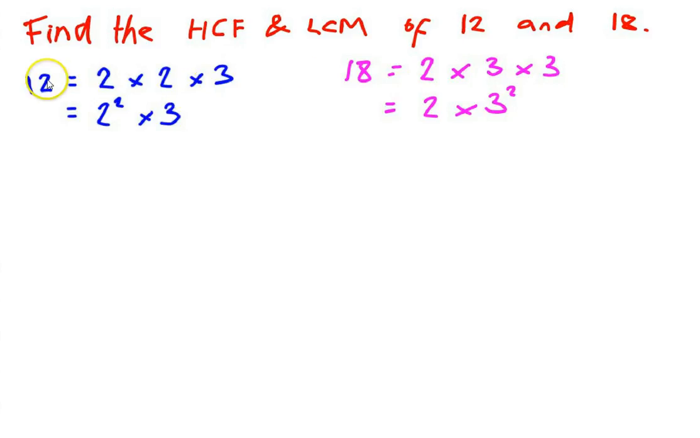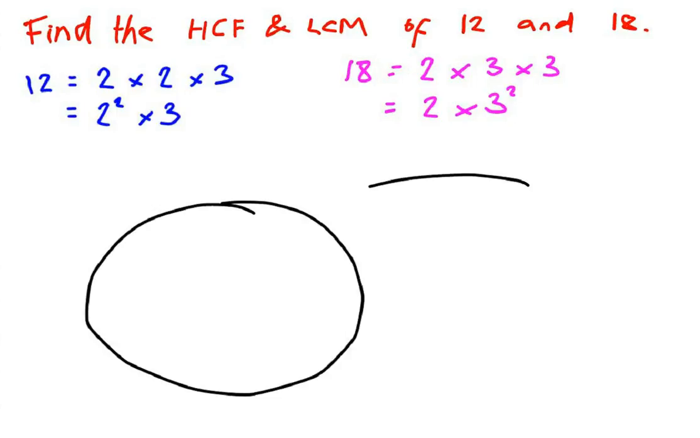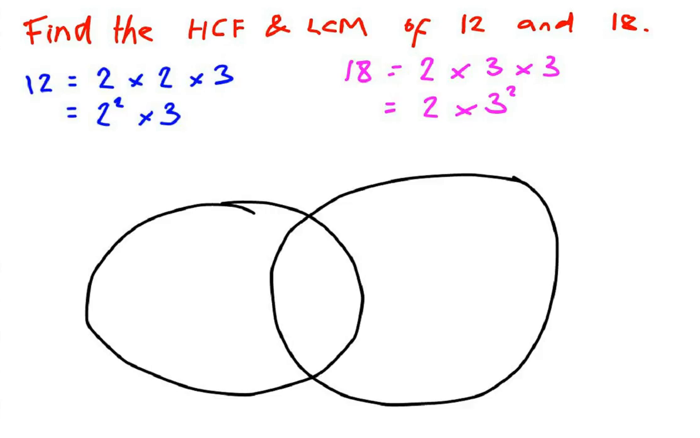So I've started by copying out what we've done: I've expressed 12 as a product of its prime factors, 2 times 2 times 3, and 18 is 2 times 3 times 3. Now to do the next bit, we're going to do what we call a Venn diagram. A Venn diagram is relatively straightforward. We're going to do two big circles, and those two circles have to overlap at some point. One of these circles is going to represent our 12, so I'm going to put my 12 there, and one of these circles is going to represent my 18, the two numbers we're trying to find the highest common factor and lowest common multiple of.